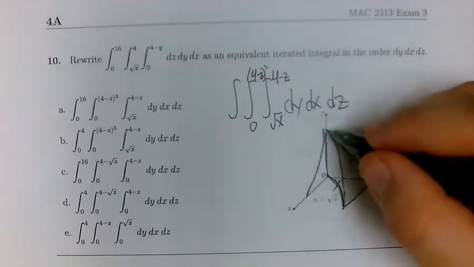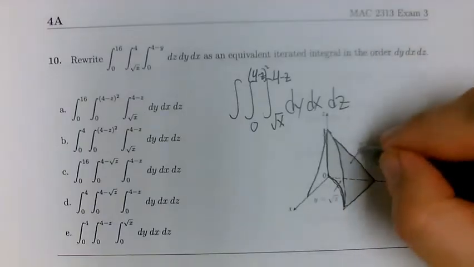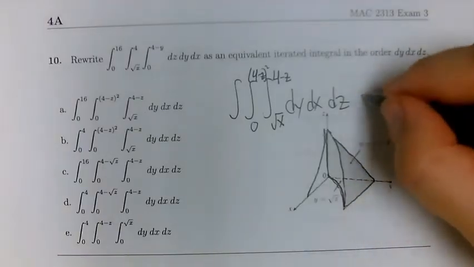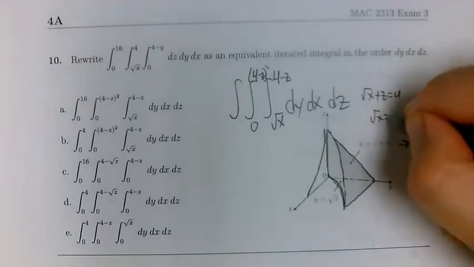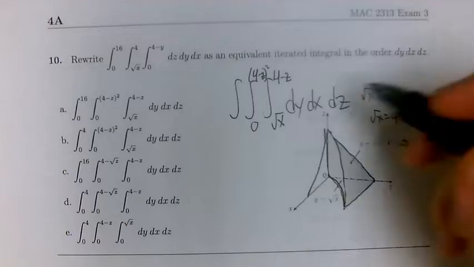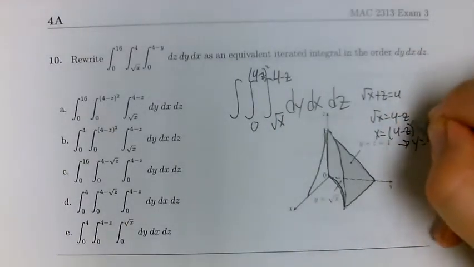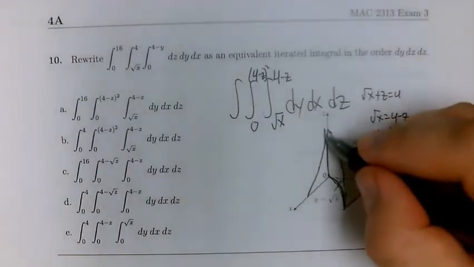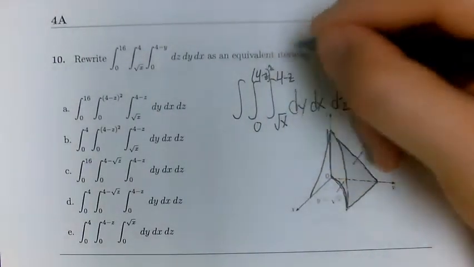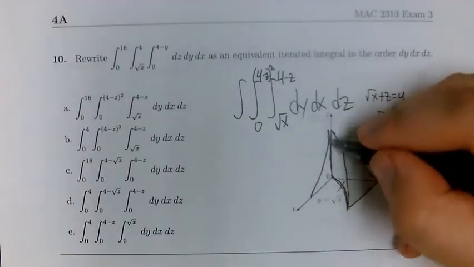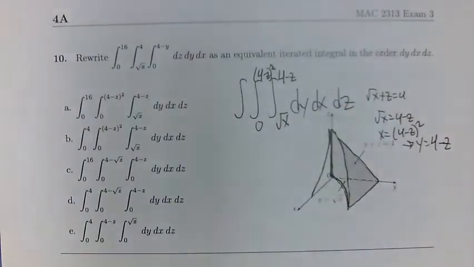All right, so let's see here. I know that root x is y, and I know that y plus z is 4. So we get that root x plus z is 4. Root x is 4 minus z. Then we can see where this comes from. It's x is 4 minus z squared. So that's the name of this curve right here, which goes the furthest in the x direction. And then the least amount of x we have is back here at this wall at x equals 0.